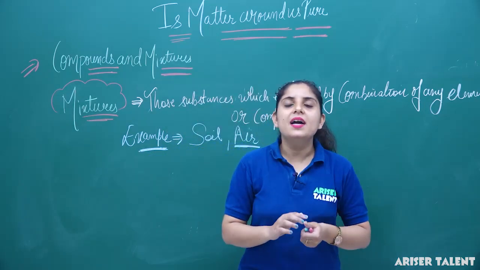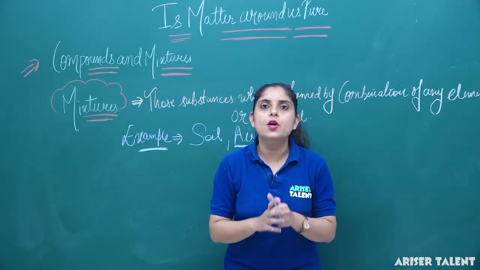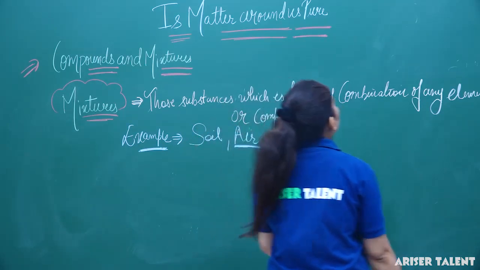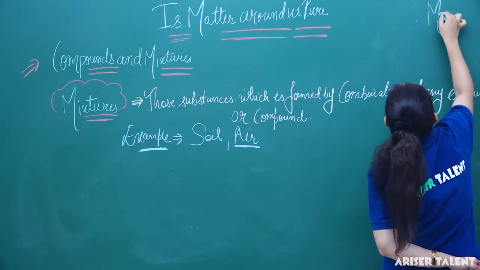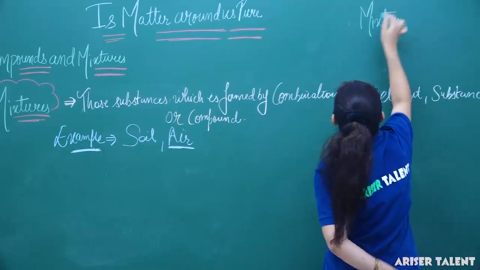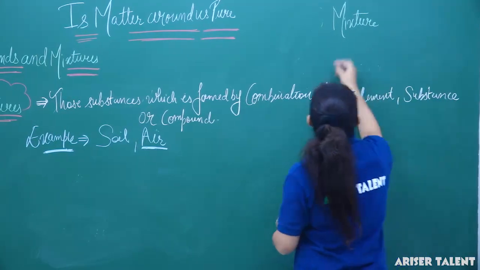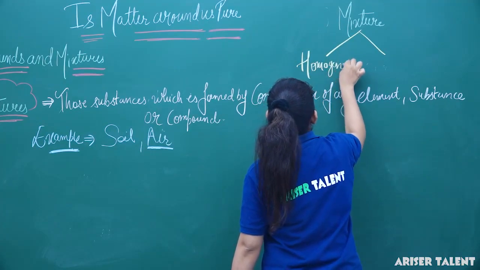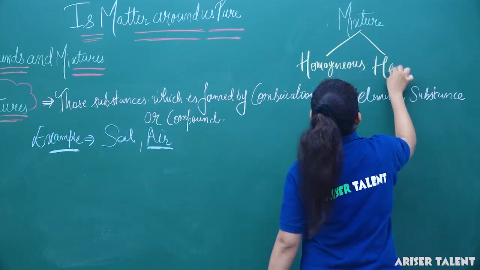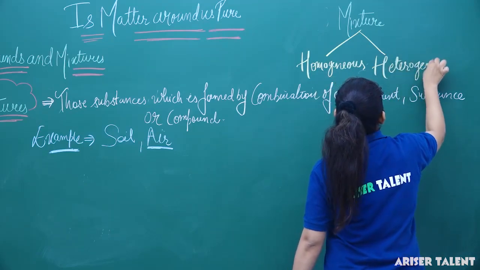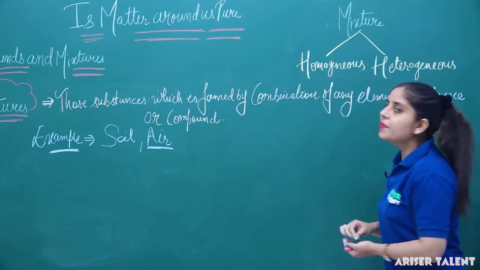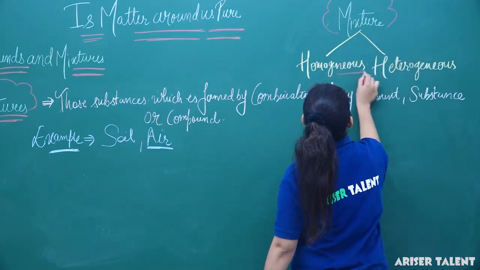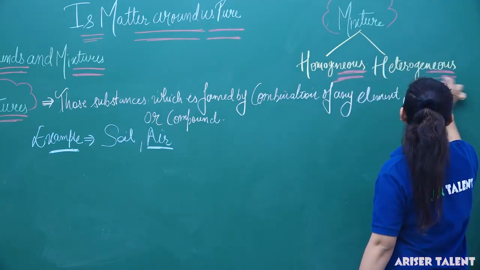Now mixtures are again categorized into two categories, that is the homogeneous one and the heterogeneous one. So in mixtures again we have two categories that I am defining here. Mixtures are of two types. The first one is homogeneous and the second one is heterogeneous. This is the classification of the mixtures you have.